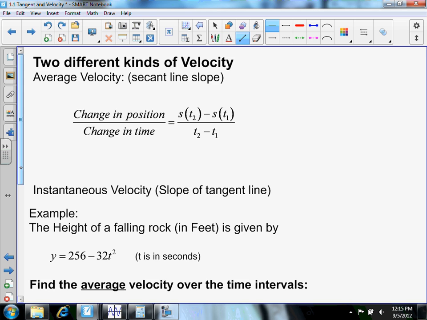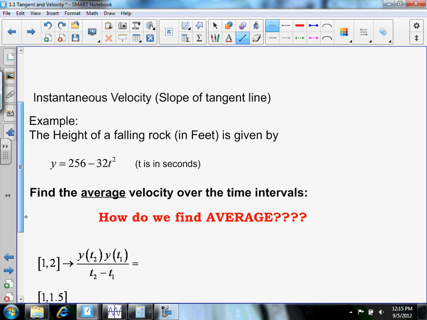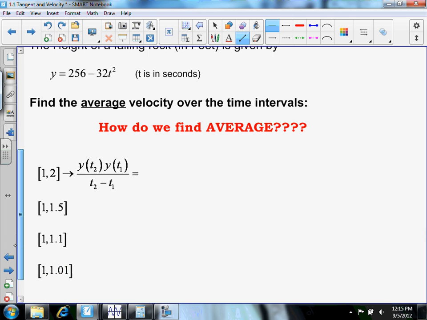We're going to talk about this equation. It says find the height of the rock falling in feet, given y is equal to 256 minus 32t squared. And remember, t is in seconds. Let's find the average velocity. So let's go through this.